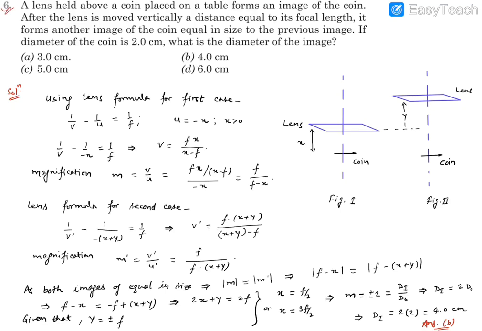Question number 6. It says a lens held above a coin placed on a table forms an image of the coin. After the lens is moved vertically a distance equal to the focal length, it forms another image of the coin equal in size to the previous image. If the diameter of the coin is known to us, what is the diameter of the image going to be?